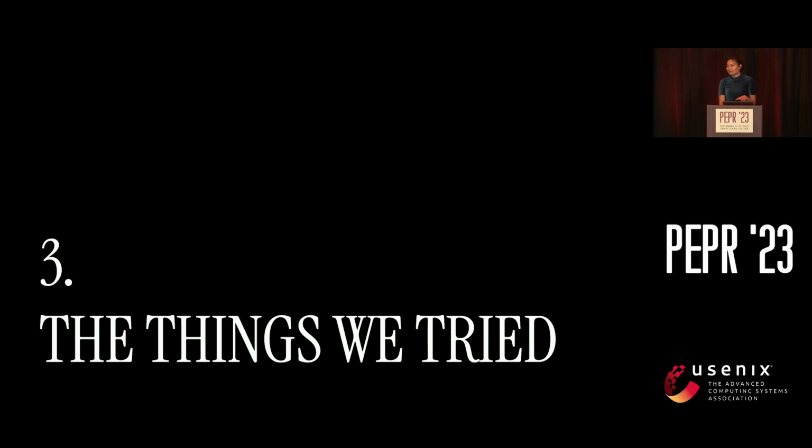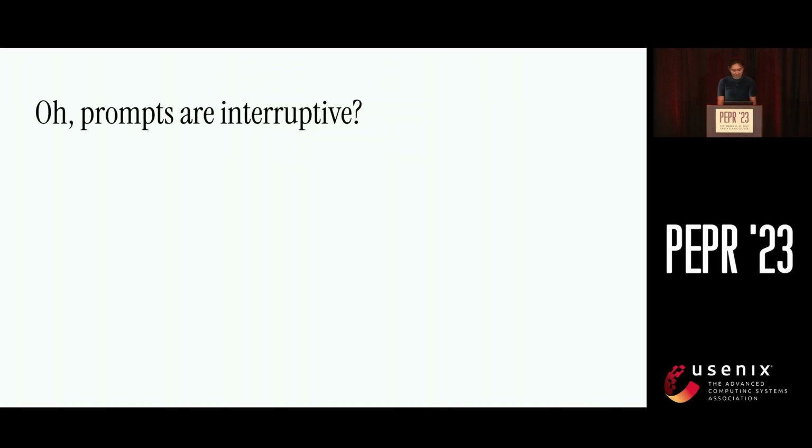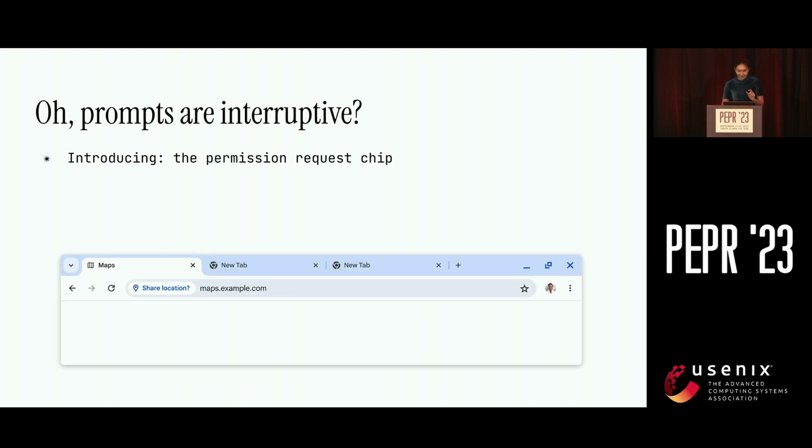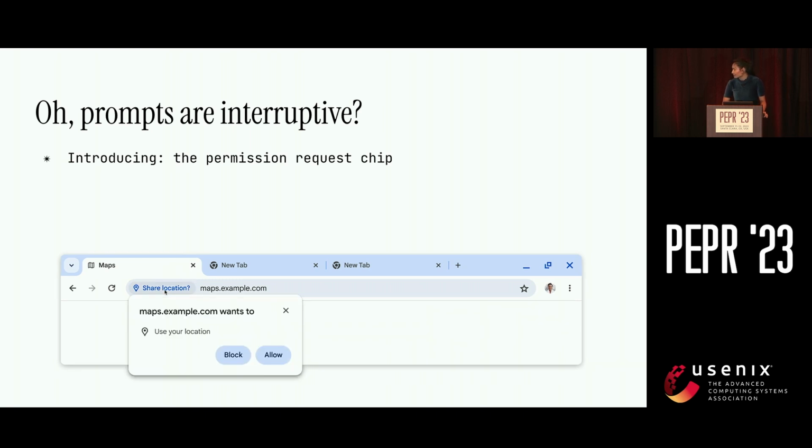On the Chrome team, we tried a variety of things. To mitigate interruptiveness, we designed this smaller, less intrusive UI. So when a website requests permissions, instead of displaying a full pop-up bubble, we display this tiny little chip. And if they want to grant the permission, they can click on this and grant as usual.